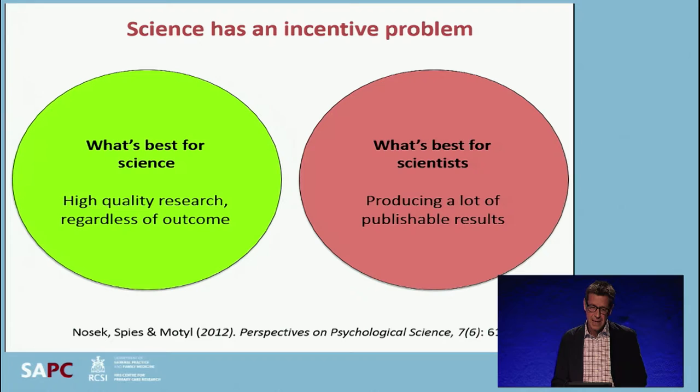Science has an incentive problem. What is best for science is not necessarily best for the scientist who wants to advance in his or her career. High quality research, regardless of outcome, is good science. Producing a lot of publishable results is good for scientists. And of course, what's best for patients is also high quality research, regardless of outcome.